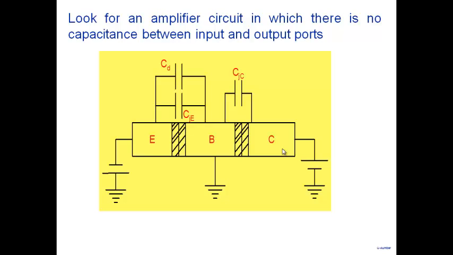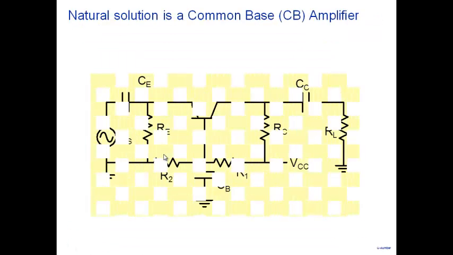That's the reverse bias junction. That's where you get high output resistance and high gain and all that. So if this is the output, then I must apply input at the emitter side. Then I don't get a capacitance between emitter and collector. And that leads us to a common base amplifier.